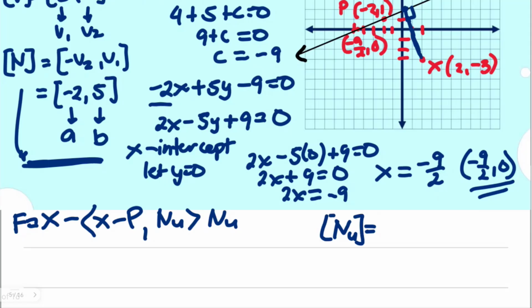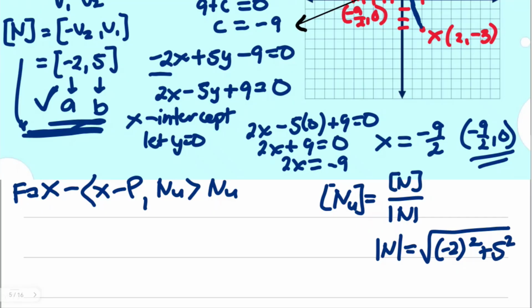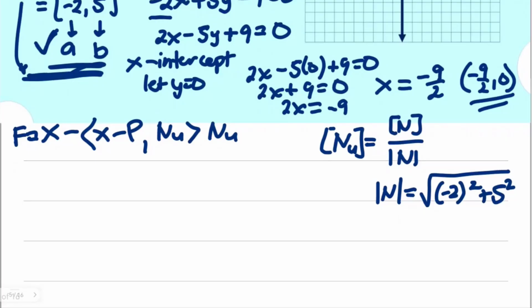So it's actually the ratio of your normal vector and its length. Please review the video discussing this because it's already there as well. So the length of our n is actually the square root of the square of the first component plus the square of the second component. Our first component a here is negative 2 squared. Then plus 5 squared. So you will have the result here. That's actually 4 plus 25. So square root of 29. That's our length.